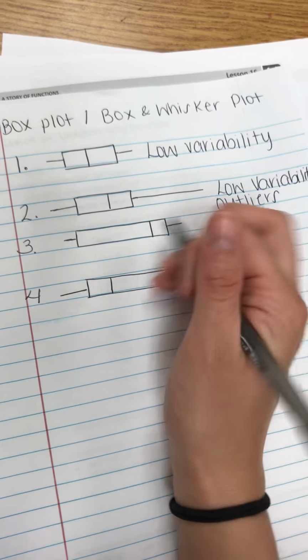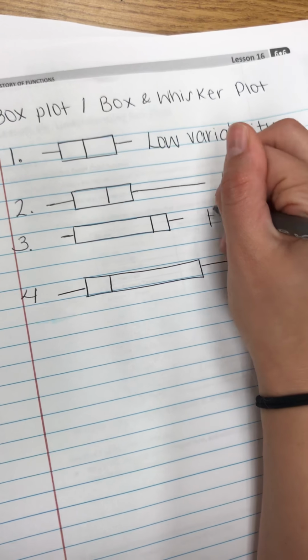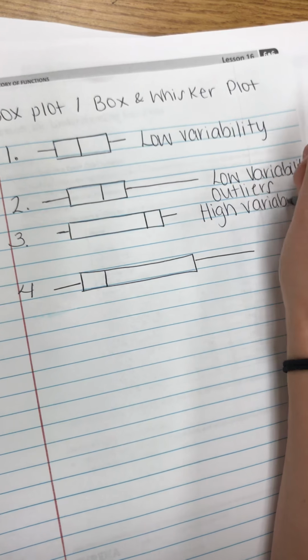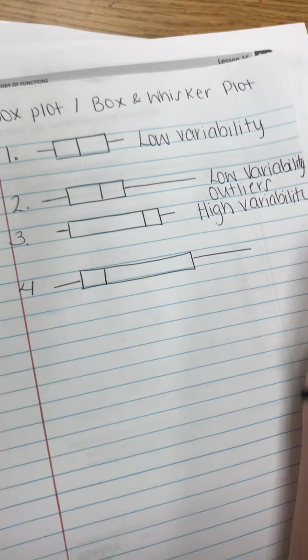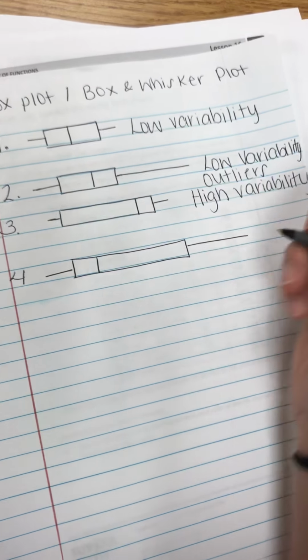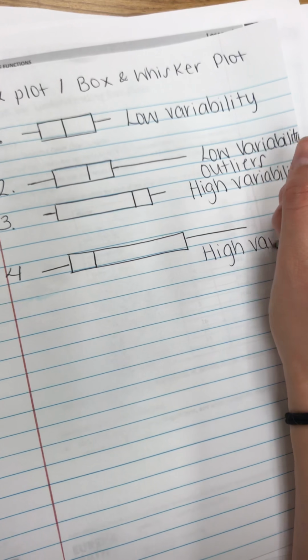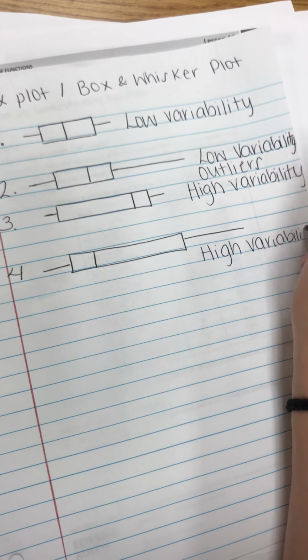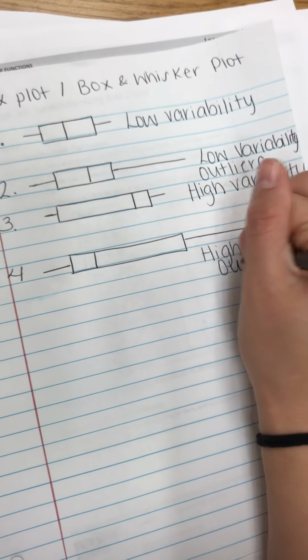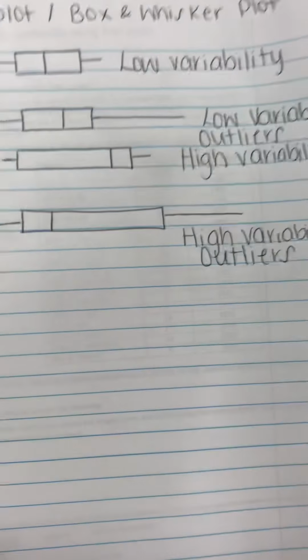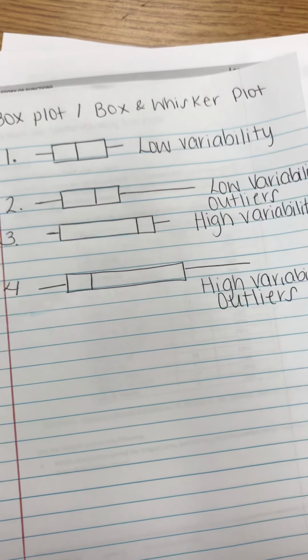For number three, big box, it has high variability, but it does not have a lot of outliers. And you can tell that by the small whiskers. And fourth, you have high variability with outliers, which is definitely not what you want. That means the data is super spread out. The data doesn't even correlate with each other.